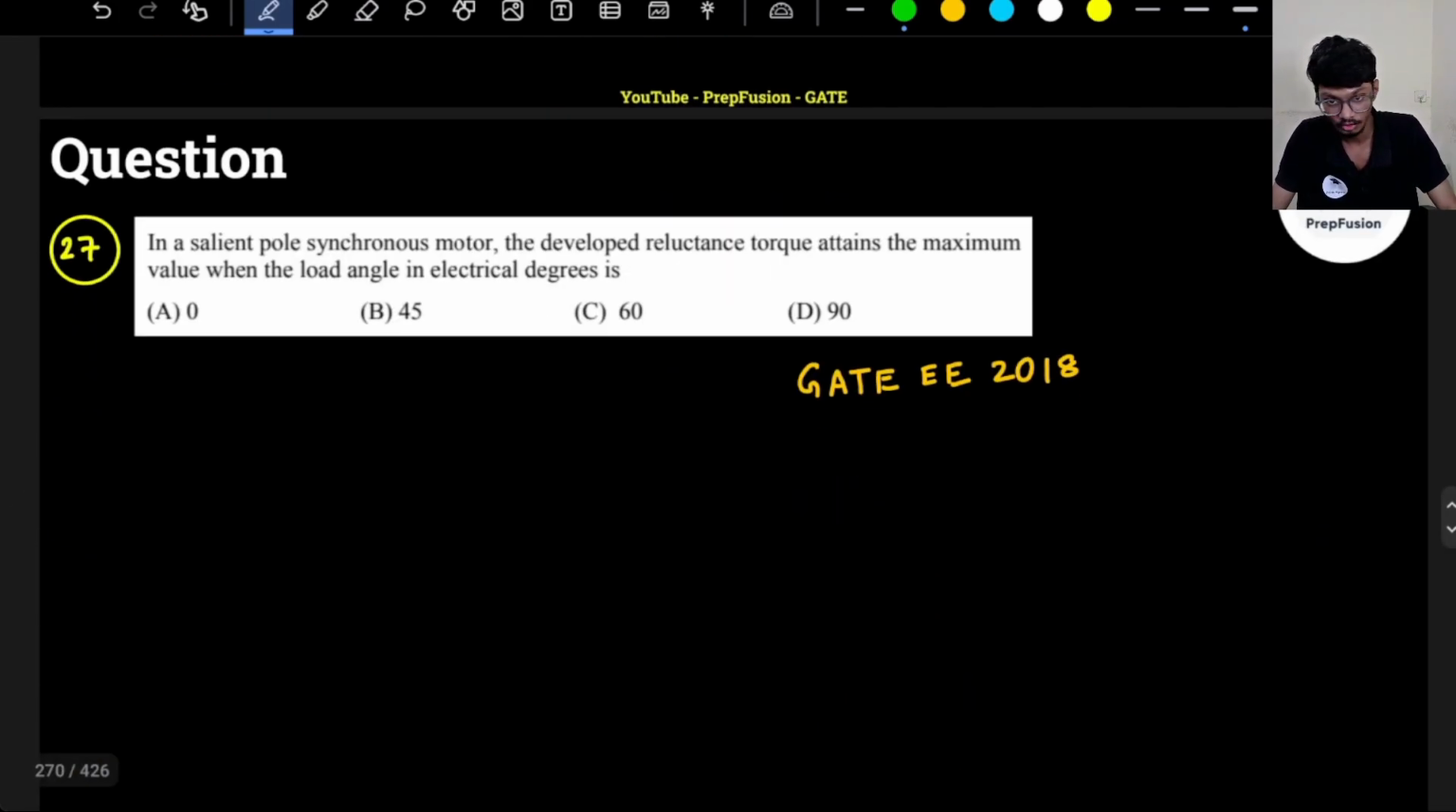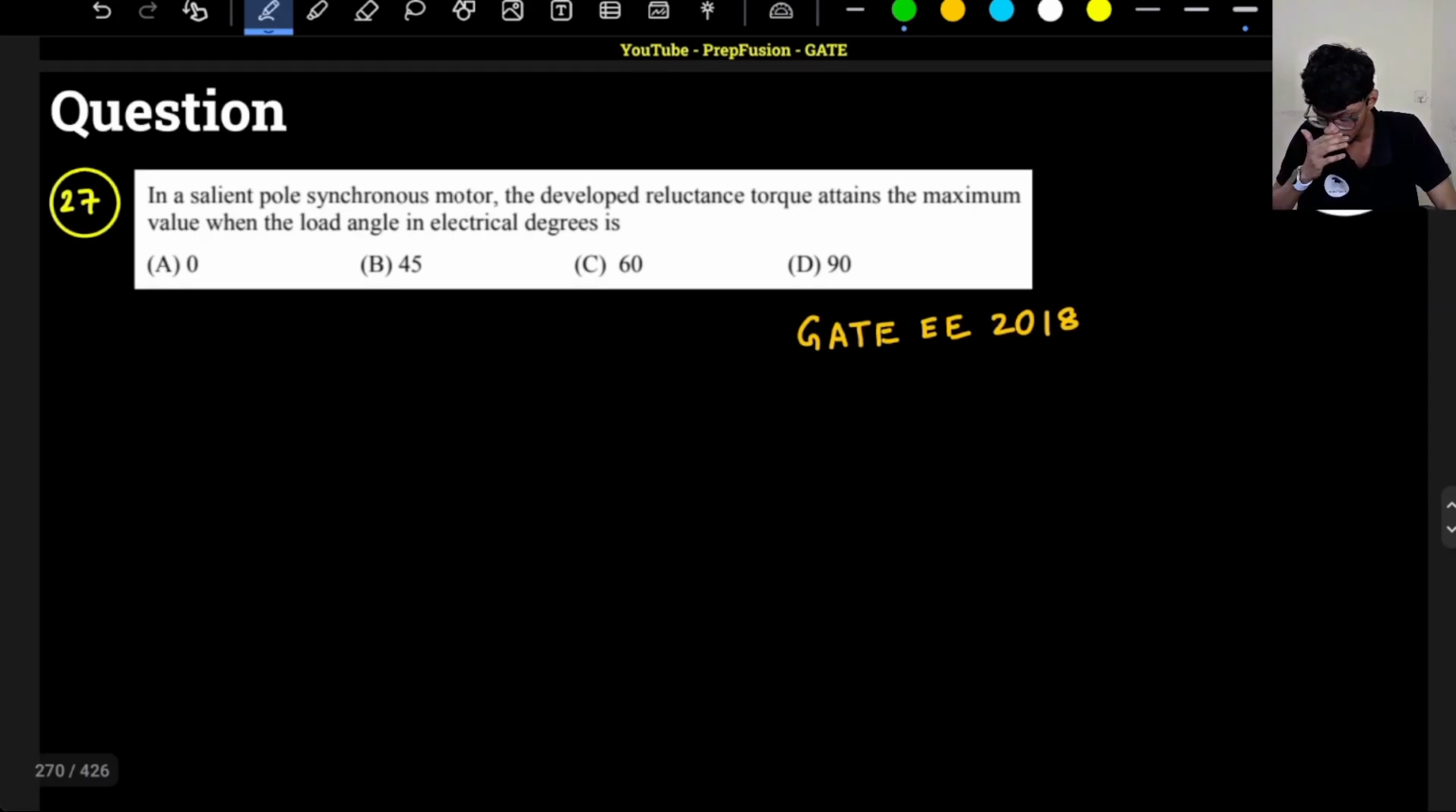So yeah, let's solve the next question. In a salient pole synchronous motor, the developed reluctance torque attains its maximum value when? So this kind of simple questions get asked, right?